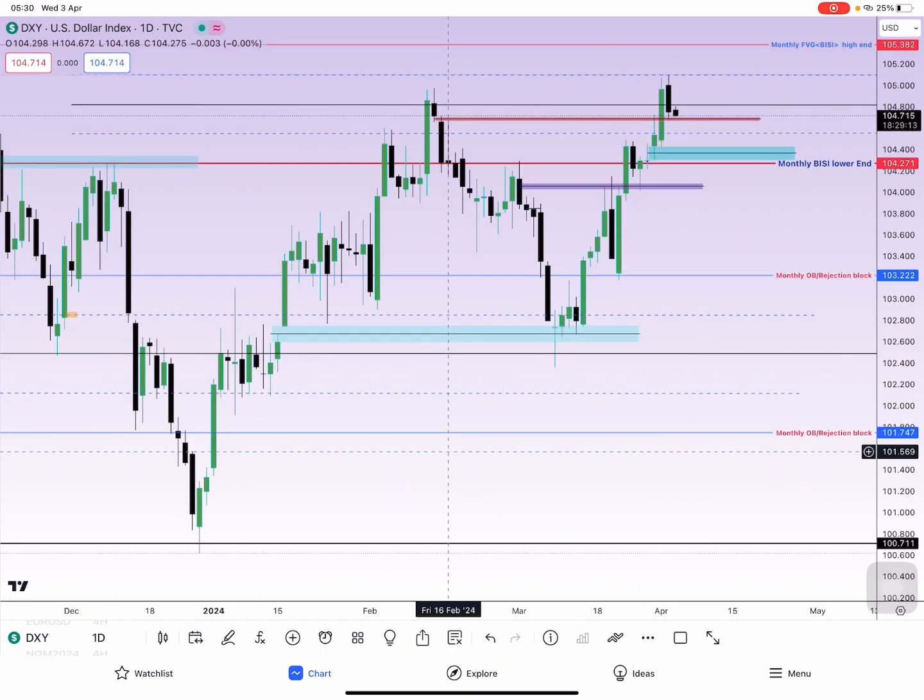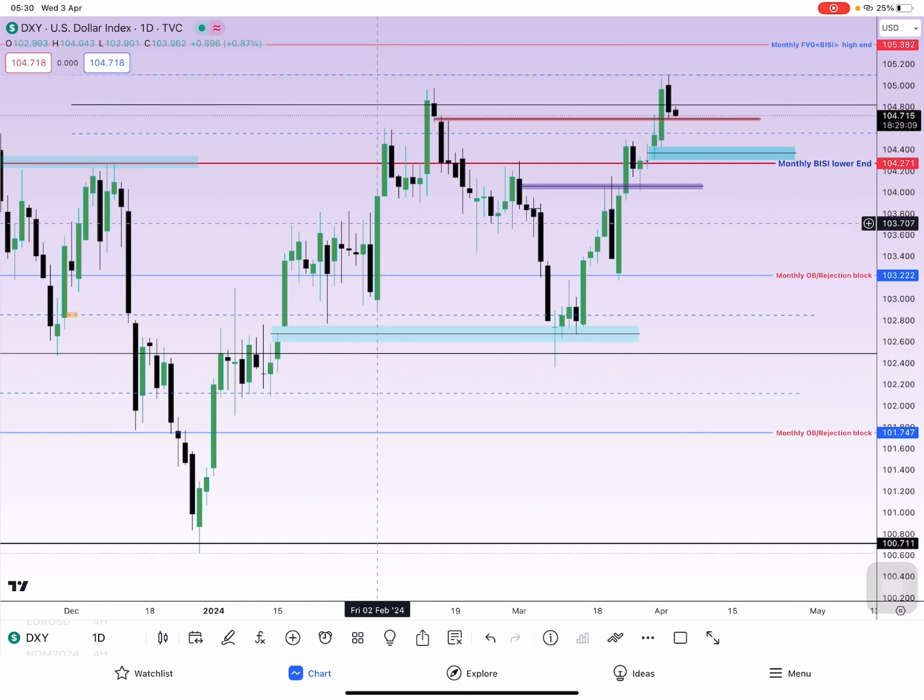So the thing is, I posted my analysis that we are going to move up from here to this mean threshold. These two red lines show you the top and lower end of the monthly fair value gap, which is written here as well. This middle black line is the equilibrium position, and these two blue dotted lines are 25% of the gap and 75% of the gap.